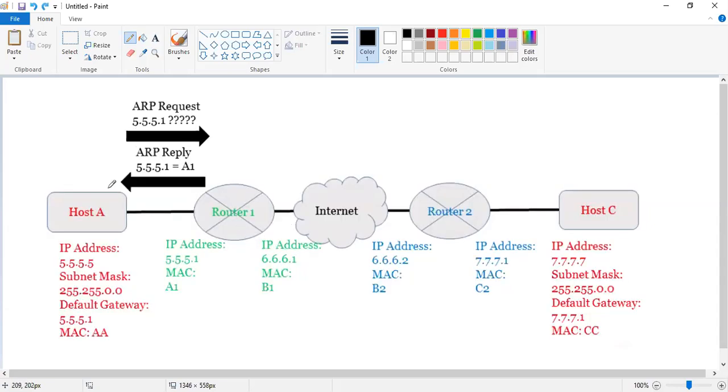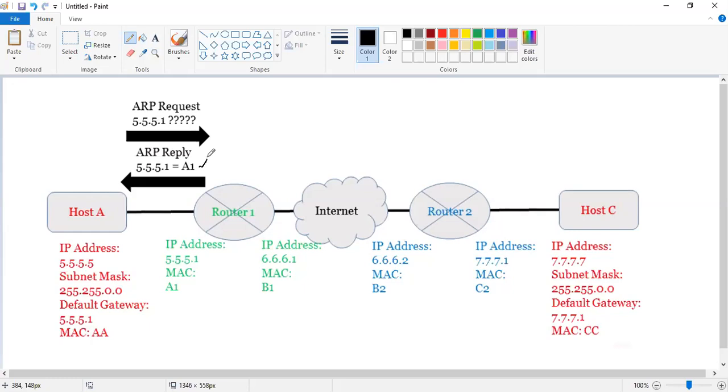I just raised a request that I would like to communicate, because to move to the next hop, you should know the default gateway's MAC address. That is the reason you send a request called an ARP request for 5.5.5.1, and you get an ARP reply with the default gateway IP address mapped to its MAC address. This is the MAC address. So now you got the MAC address.